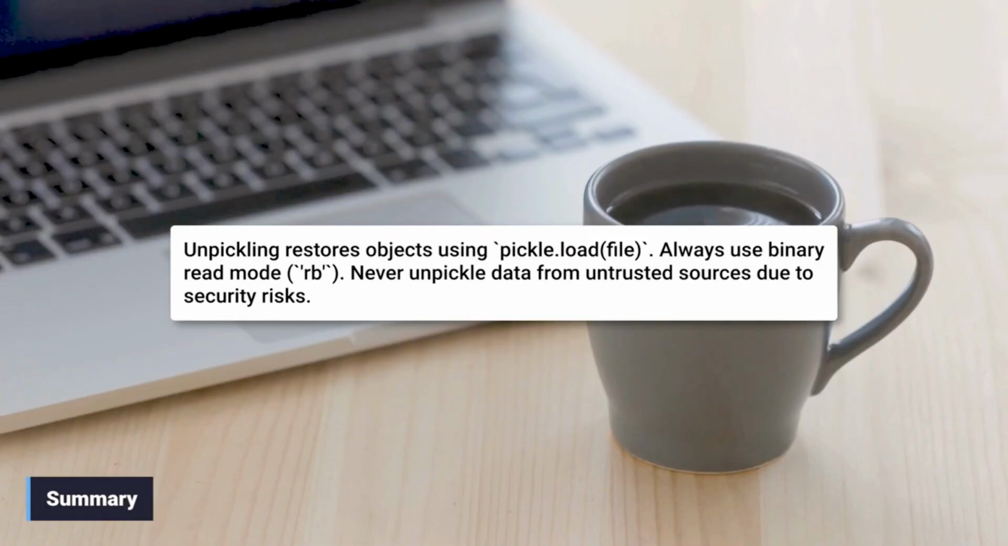To summarize, pickling and unpickling provide a seamless way to save and restore complex Python objects. We've learned the basics of text and binary I/O.